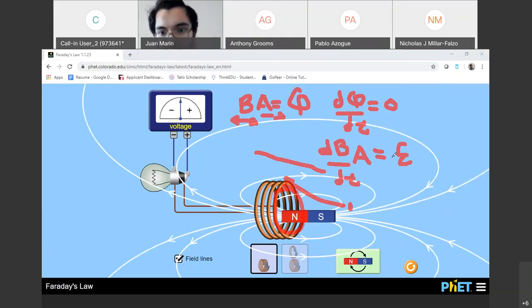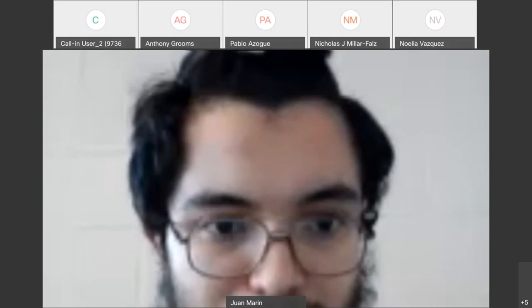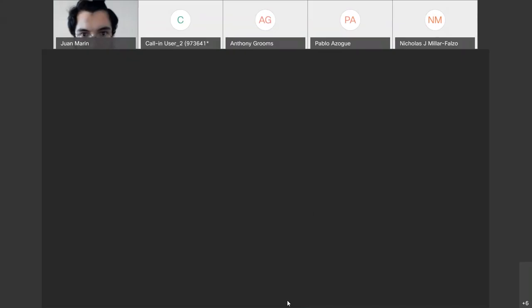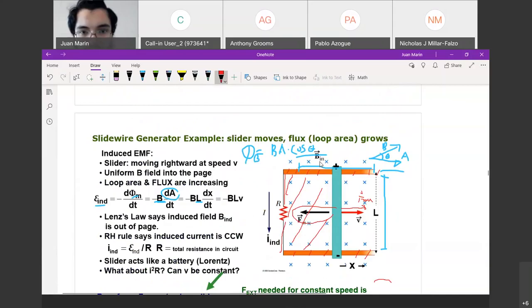Equal to EMF in this case, right? Now for other cases, the example I was showing you in the OneNote presentation, I'm going to go back to that. What's changing is not the magnetic field; it's the area that changes in that case. The magnetic field in this example is going into the page and it's uniform. It's not changing, so dB/dt is zero, but the flux is changing because the cross-sectional area is changing with respect to time.